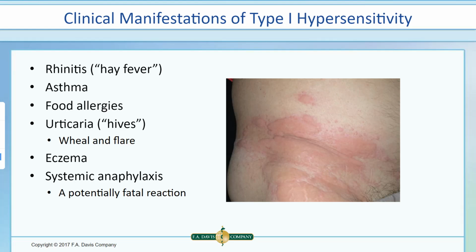Systemic anaphylaxis is a potentially fatal reaction where the chemicals that are released are going to have body-wide effects through the bloodstream, and it can cause the constriction of blood flow to key organs. It can cause constriction of the airway, and all of those symptoms can lead to death if not treated.